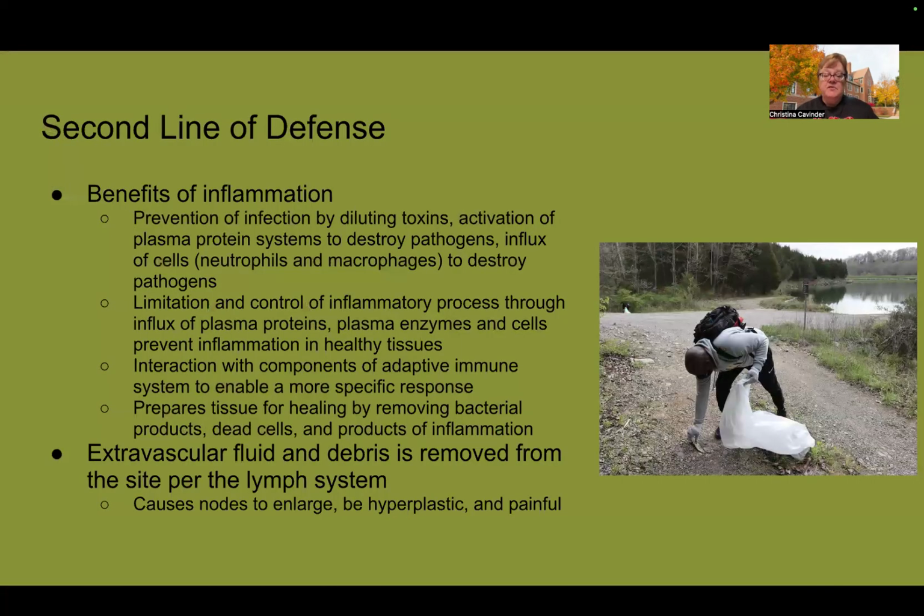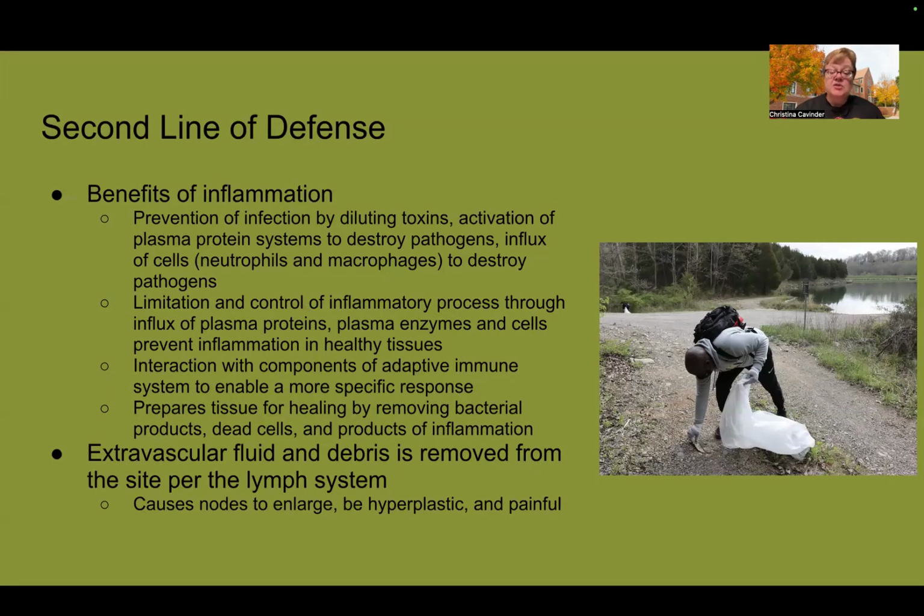So some of the benefits of inflammation are prevention of infection. It dilutes toxins. Some bacteria will give off toxins. It activates the plasma protein system to destroy pathogens. We have an influx of cells, neutrophils, and macrophages again to destroy those pathogens.